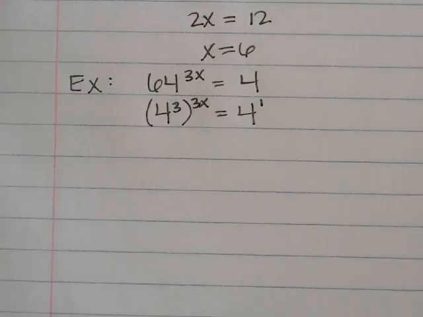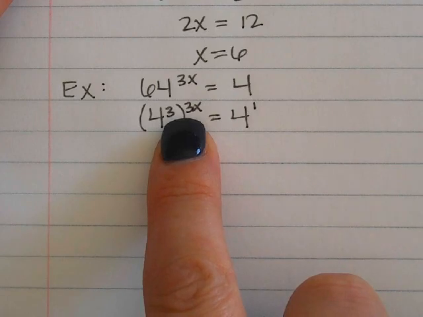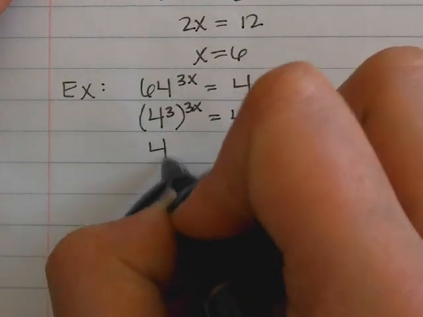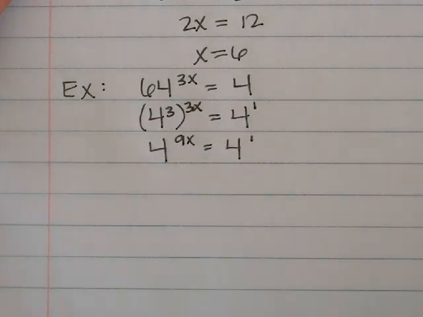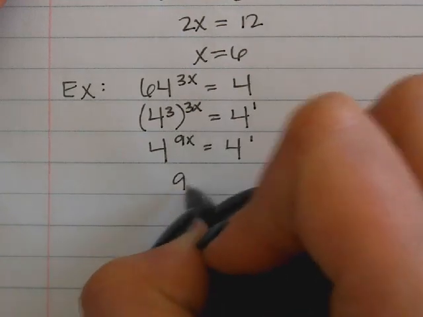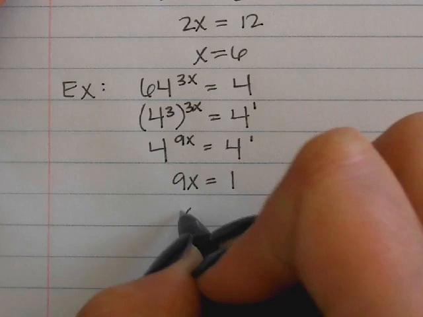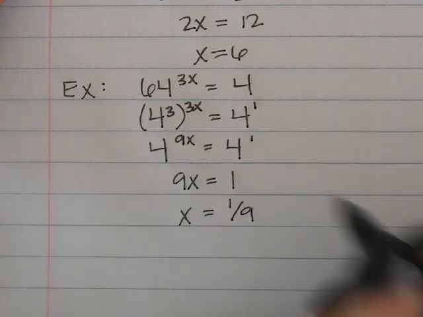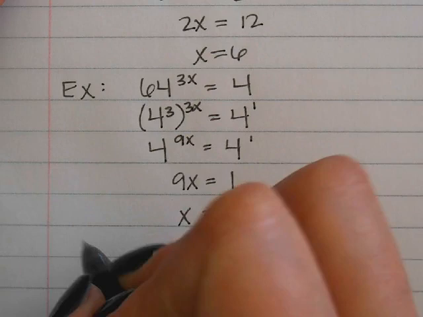So now I can go ahead and use my exponent rules, and I know that I just need to multiply those exponents together. So I get 4 to the 9x equals 4 to the 1. And since my bases are the same, I can go ahead and just take the exponents and set them equal to each other. And so x equals 1/9.